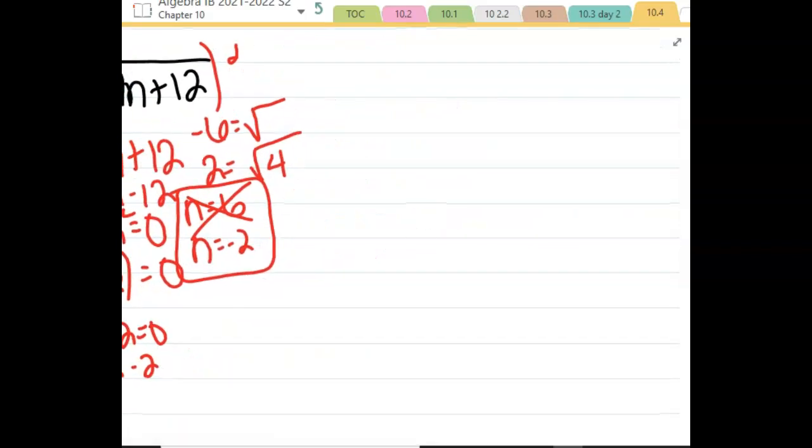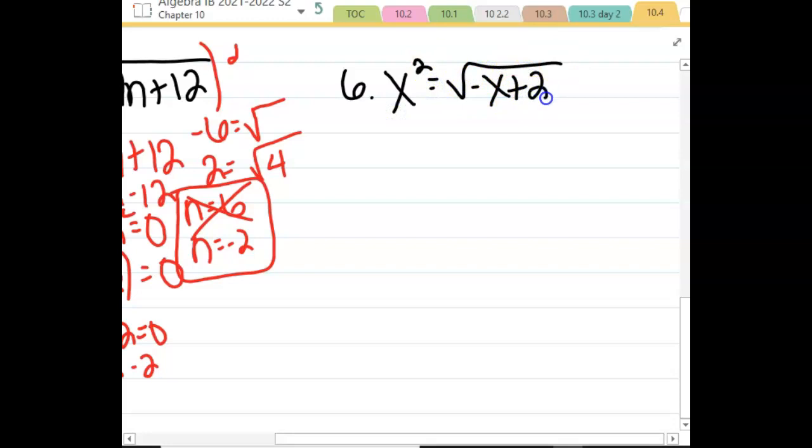Okay, I'm going to give you guys one more. I want you guys to try this one on your own. And I'll work it out kind of slowly on the board so you guys can check as you go. Okay, let's do x squared equals the square root of negative x plus 20. Oh, sorry, not x squared. I kind of saw it defeats my purpose. x equals the square root of negative x plus 20.